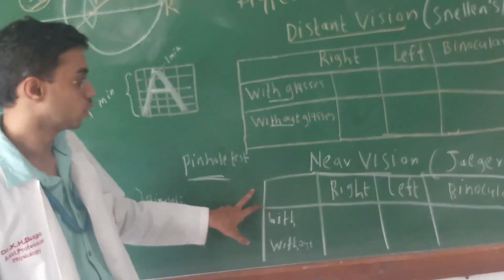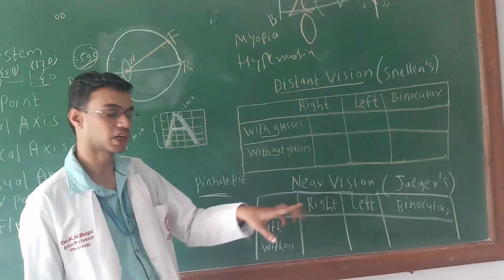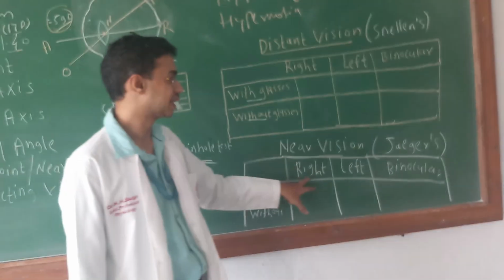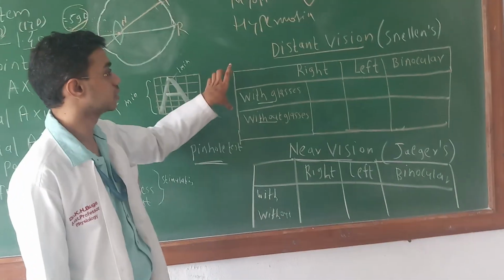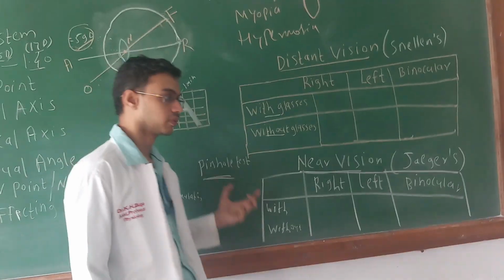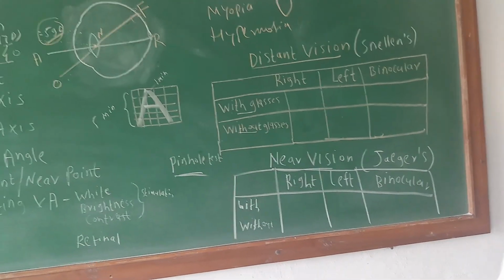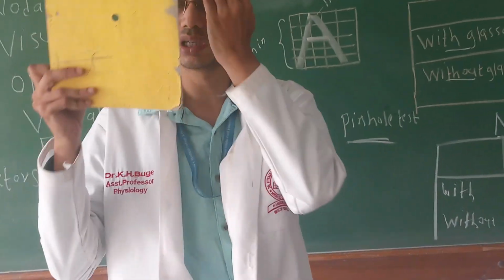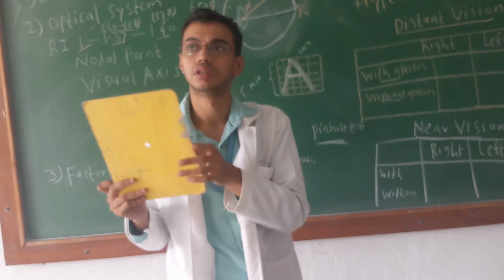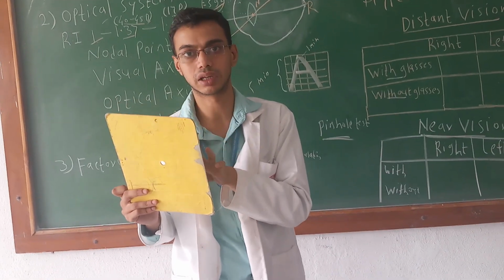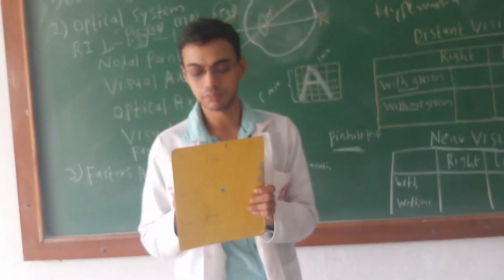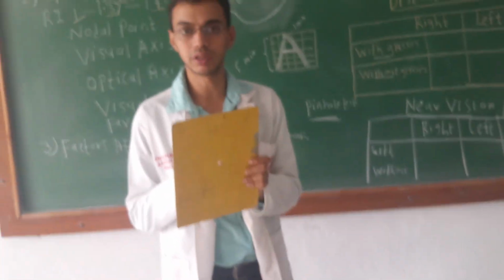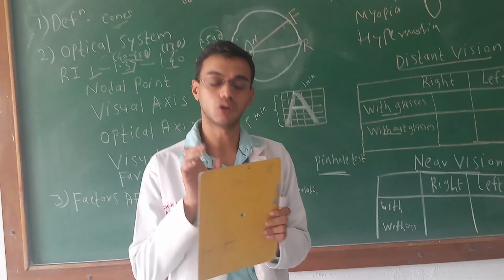The same applies for near vision: with the help of the Jaeger's chart, we record with spectacle, without spectacle, right eye, left eye and binocular. After the distant vision, we have to do the pinhole test. What is the pinhole test? From cardboard, we make an open hole and ask the person to read the letters on the Snellen chart. If there is an improvement of vision, that means the person has an optical error. If there is no improvement, the person has a problem such as optic nerve damage.